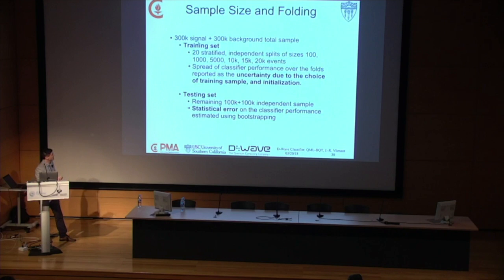And you will see errors reported in the plots, and there is an uncertainty due to the choice of the training set, that is essentially the RMS over the 20 folds. And then on the testing set, the remaining 100K of each is used as the testing set. And the statistical error that is quoted here is defined with bootstrapping on the test set, and tells us how uncertain we are about the performance of the algorithm based on the choice of those 200 samples for the testing set.